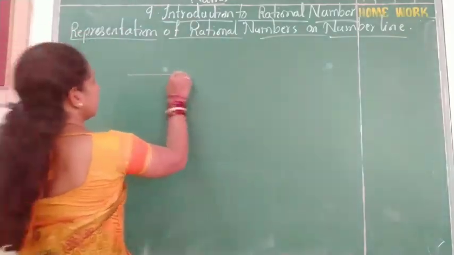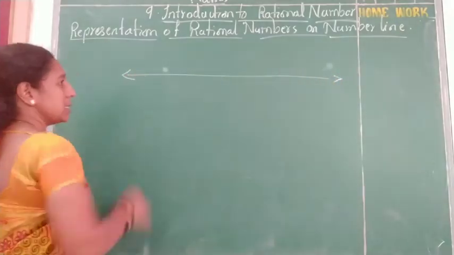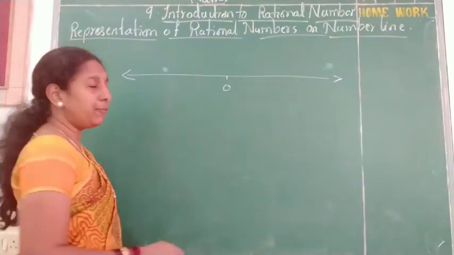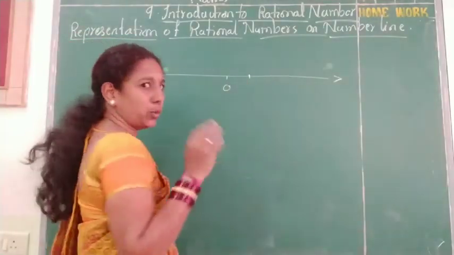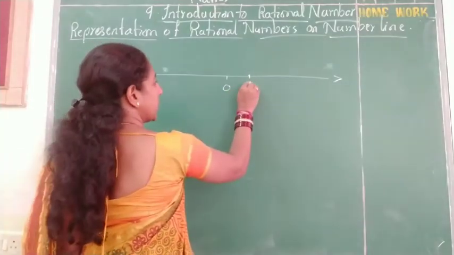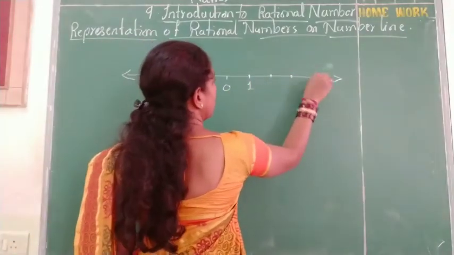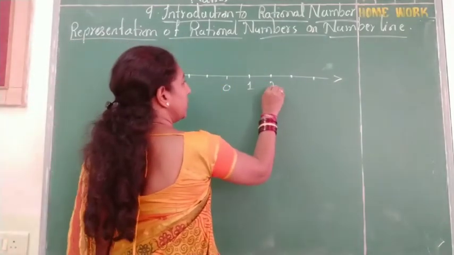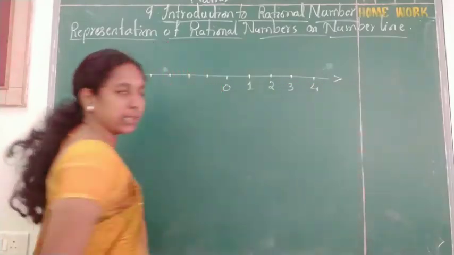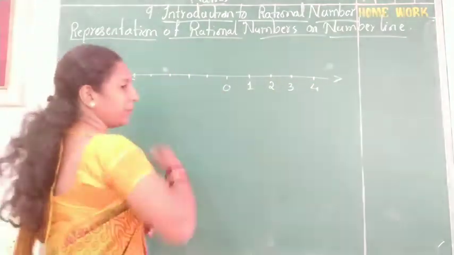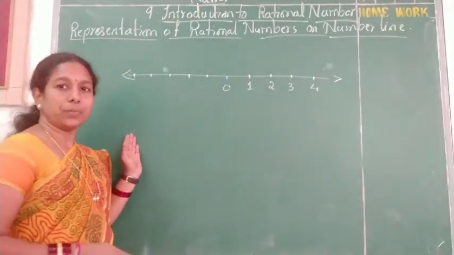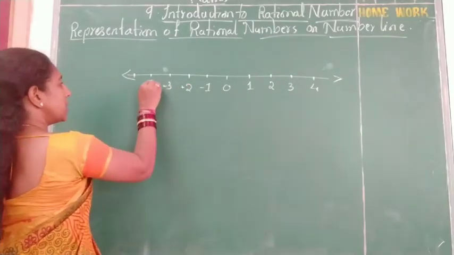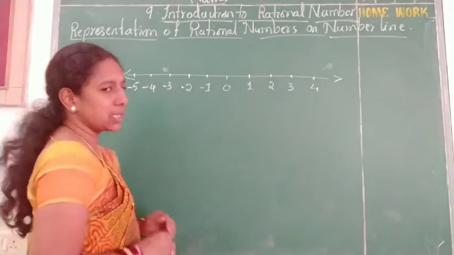We know very well that the number line will be like this. Here in the middle 0 will be there, and for equal distance, for 1 unit, like 1 centimeter, here will be 1, 2, 3, 4, going on like this for equal distance. In the same way, on the opposite side of the 0, what will happen? -1, -2, -3, -4, like this.